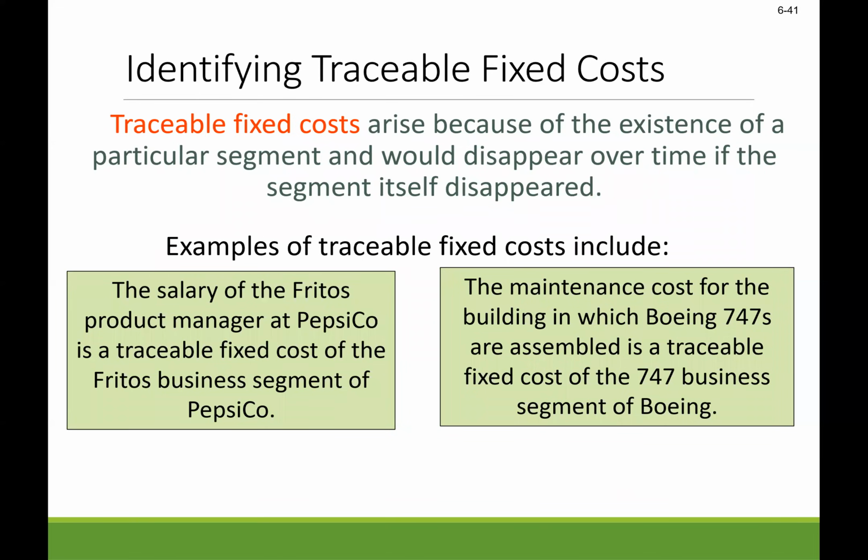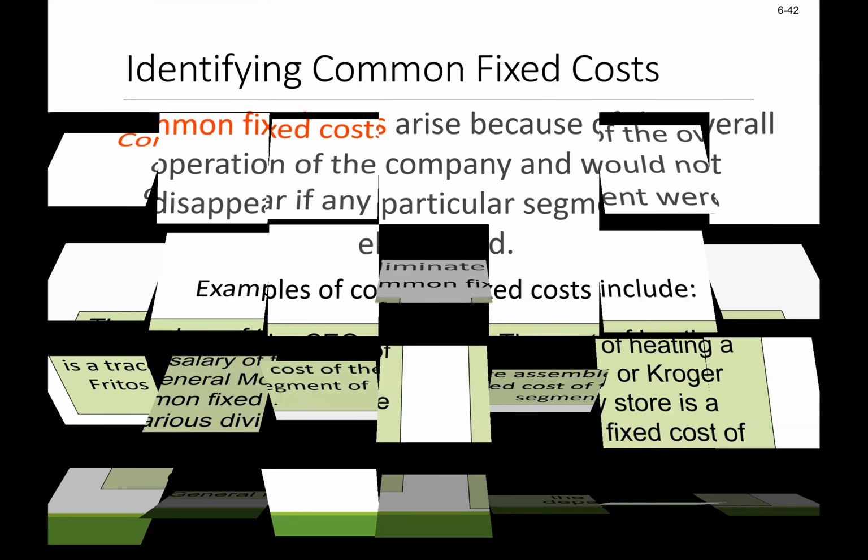Traceable fixed costs arise because of the existence of a particular segment, and would disappear over time if the segment disappears. Examples could include the salary of the Fritos product manager at Pepsi, because it's a cost of the Fritos division. The maintenance cost of the building in which Boeing 747s are assembled is a traceable fixed cost of the 747 department of Boeing.